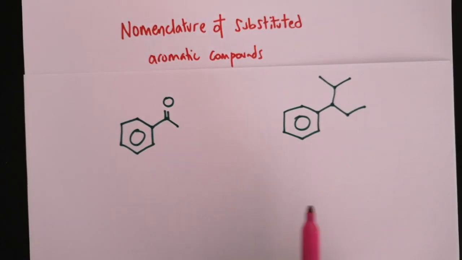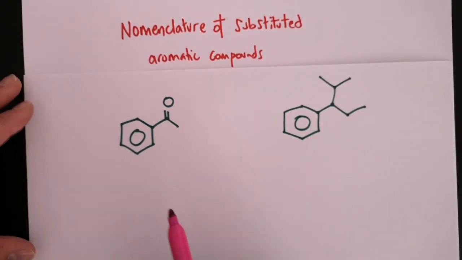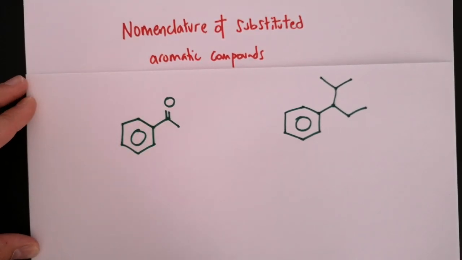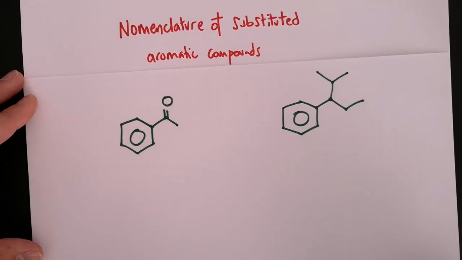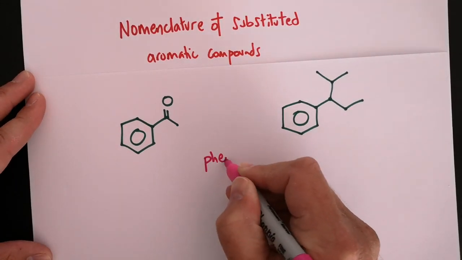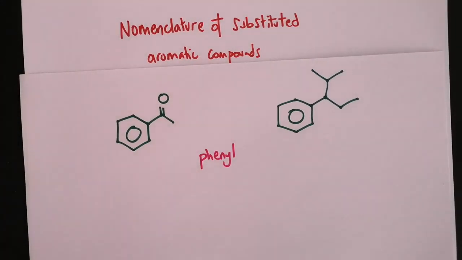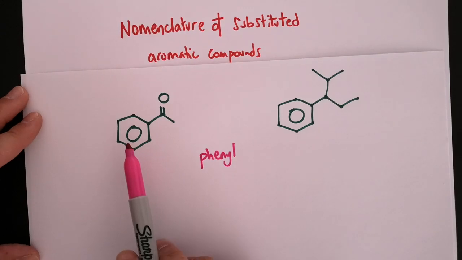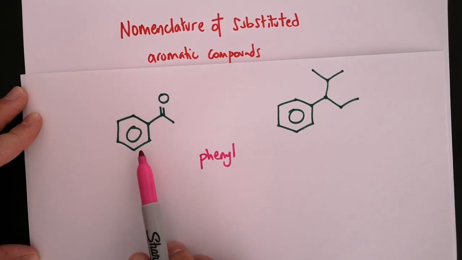Our other option, rather than put benzene at the end of a name, is to use the benzene ring as a substituent itself. And as a substituent, that is given the name phenyl. So a benzene ring is a phenyl group. So you can use it just the same as a methyl or an ethyl or a propyl. It's a phenyl. It's much easier with this one to use it as a substituent, phenyl.